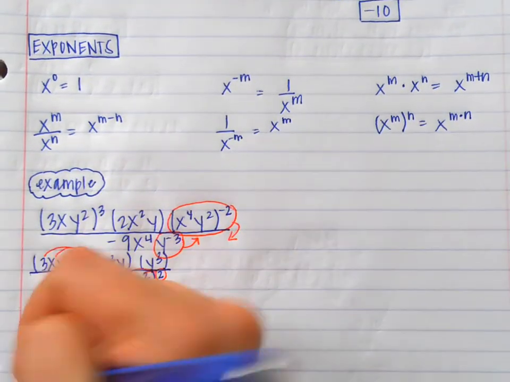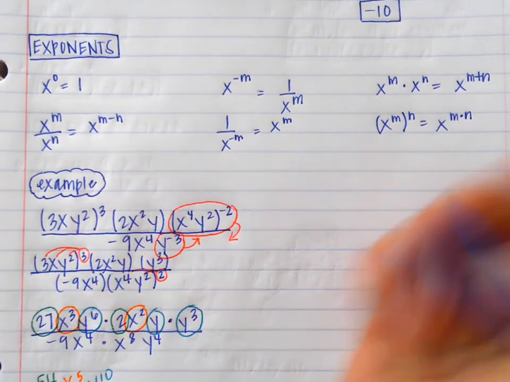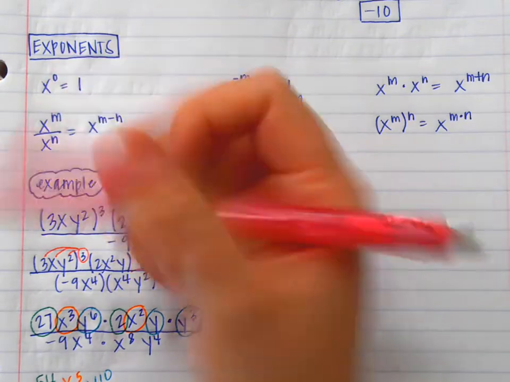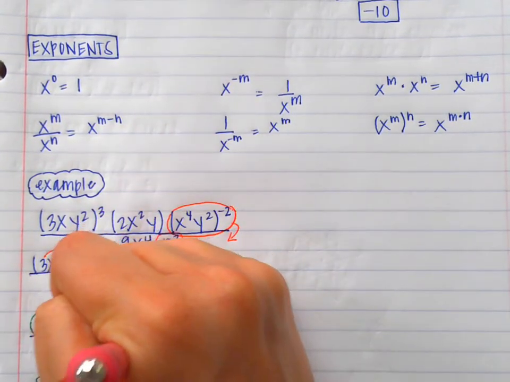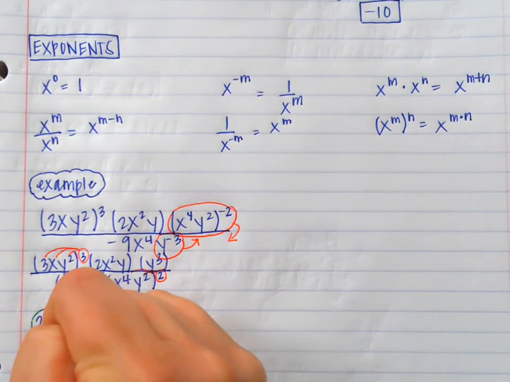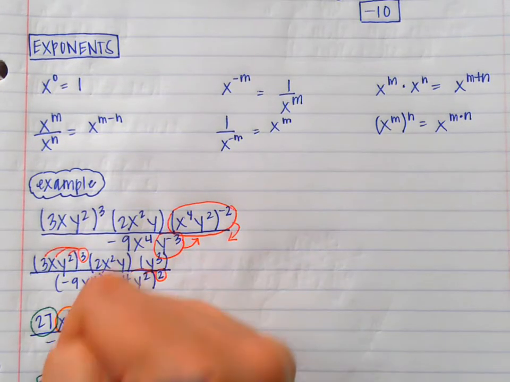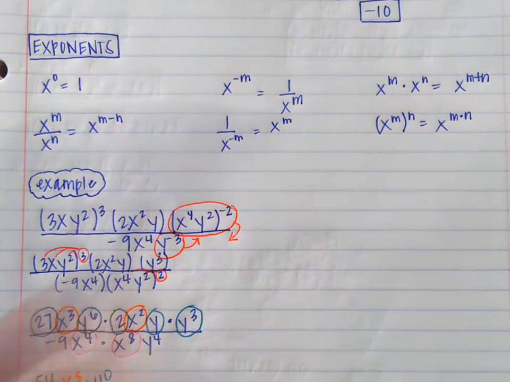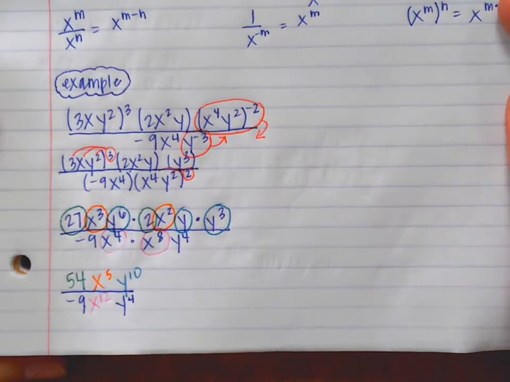And then we deal with the bottom. Negative 9 can't combine with anything. X to the 4th and x to the 8th. Again, we add, so that becomes x to the 12th. And then I have one last color. Oh, y to the 4th. Nothing to combine it with, so I'm just going to write it down here. I'm sorry, I'm going to move it up.